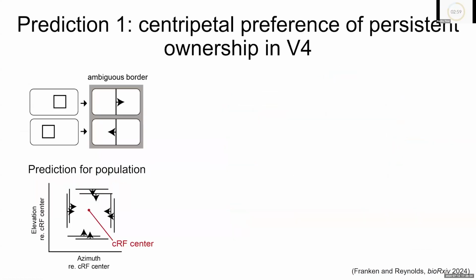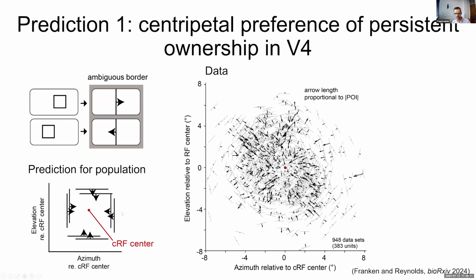So what does it look like for the population? This was the prediction from the cartoon that I showed you before, and this is the actual data. Here, every thin gray line is a single ambiguous border at a specific location relative to the receptive field center, and the black arrows indicate the preferred side of ownership in the ambiguous phase. You can probably see that most of the arrows point to the center of the receptive field. And this results in a bias towards positive values for the persistent object index.